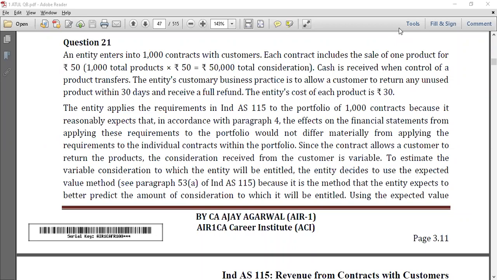So, this is our third part of Ind AS 115. In this third part, we have completed 20 questions already. Now we are starting from the 21st one.